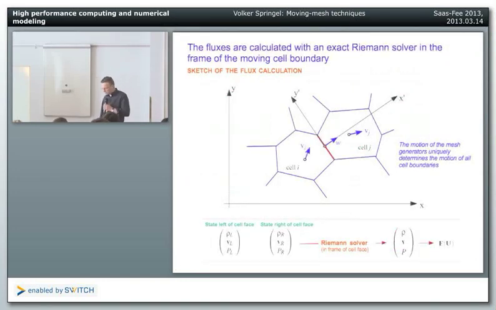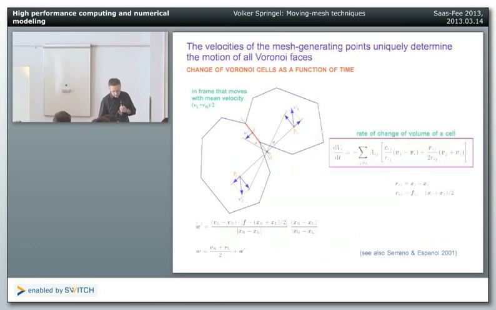For a Voronoi mesh, it turns out you can get very good control of this velocity of the face. If you look at this Voronoi geometry of cells, the set of mesh generating points determines the geometry of the cells, but more than that, if you give velocities to these mesh generating points, these velocities will also determine uniquely the velocity of all the faces of the cells. So you can use that directly in the flux calculation in the usual way.